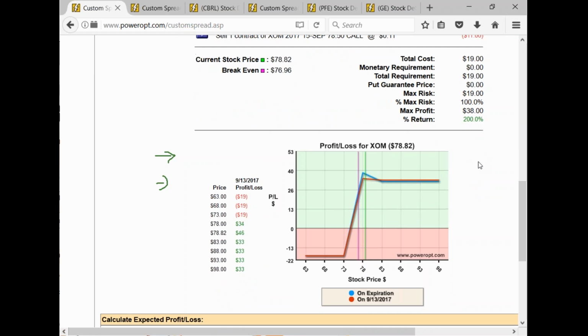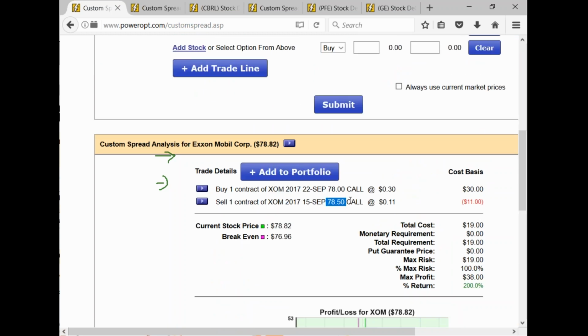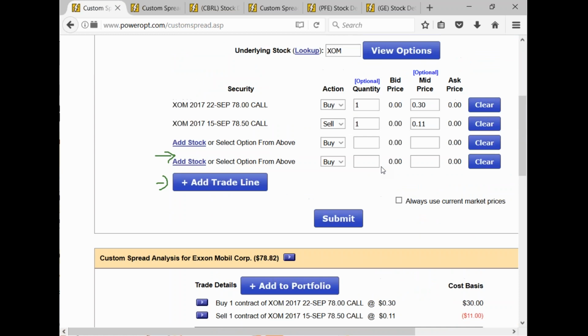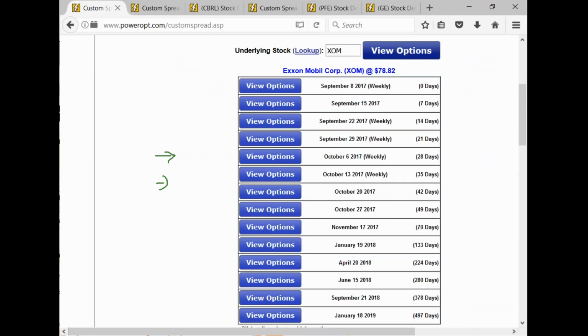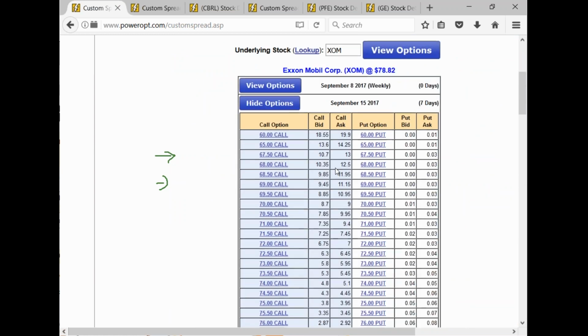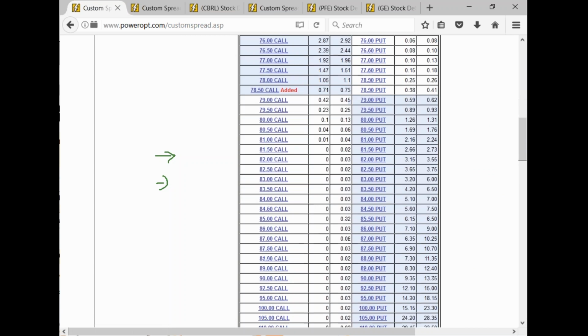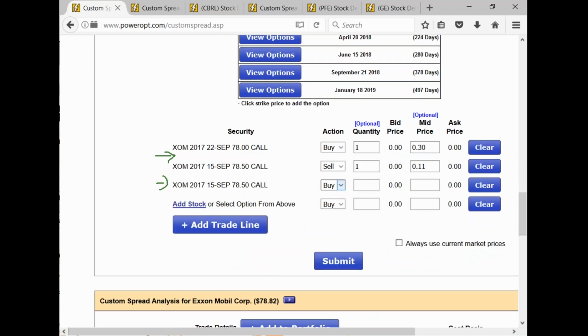Okay? So this is what your position looks like now. You're in the profit zone. All right? If you're worried about managing it or getting assigned, just liquidate it. All right? Because remember, what's going to happen here? Well, you sold to open the 78.50, so you're going to buy to close it at 72 cents. Okay, so I'm going to buy one at 72 cents.